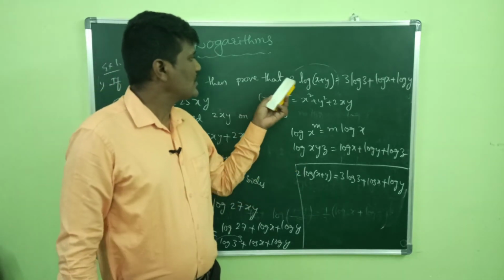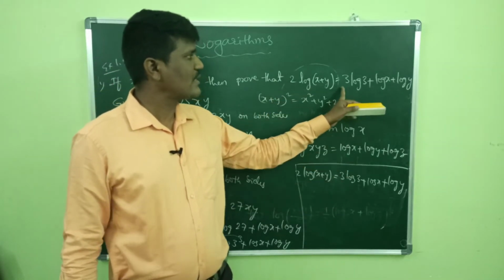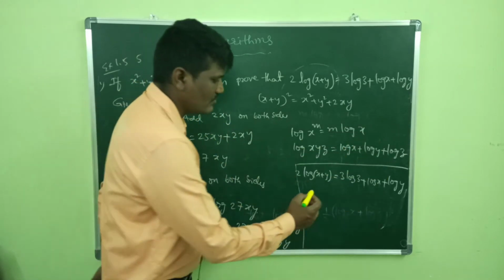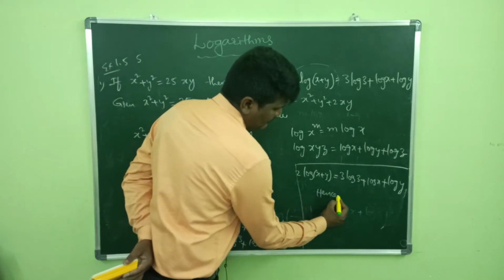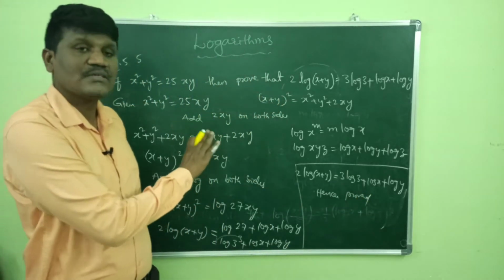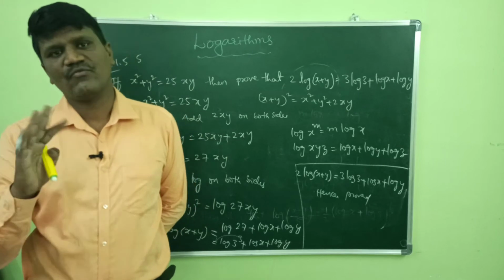Now we have proved that 2 log of x plus y is equal to 3 log 3 plus log x plus log y. We got the answer? Yes, hence proved. This is given for 2 marks and sometimes 4 marks also.